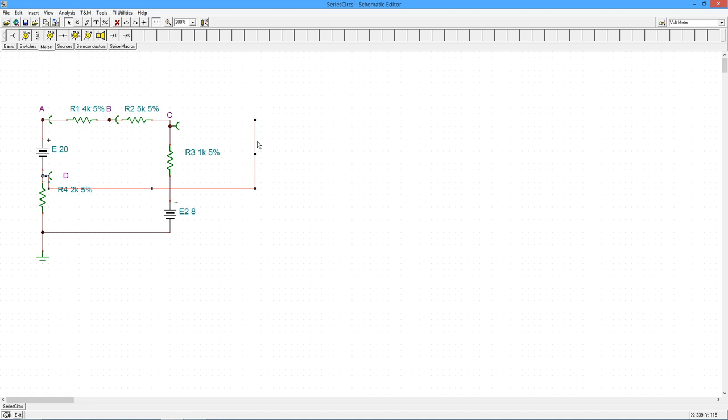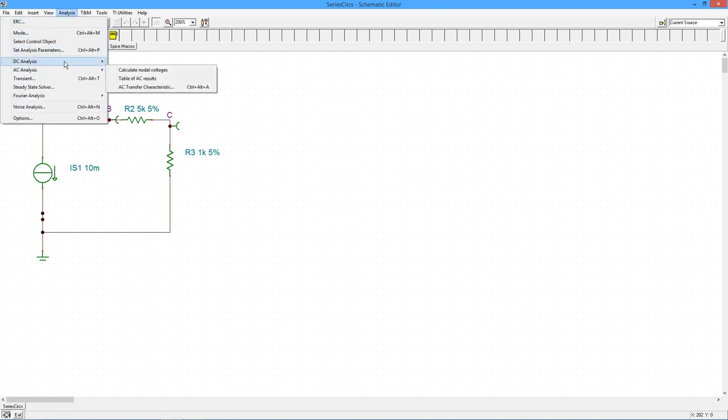All right. Let's do something a little bit different here. What if you had a current source? Okay, so I've inserted a current source, got rid of my voltage source, and put a current source in here. Let's see what we get. This is a 10 milliamp current source. What do you think is going to happen?